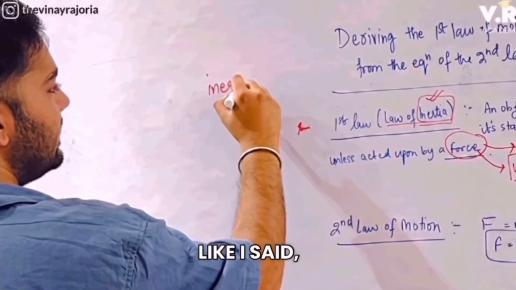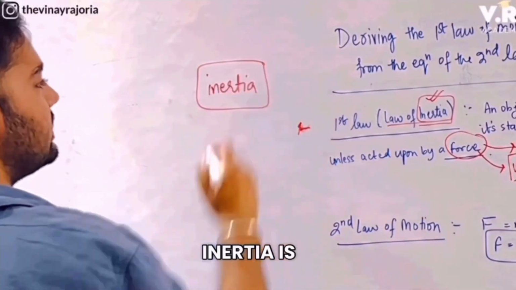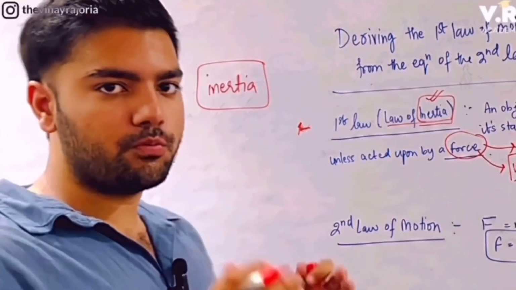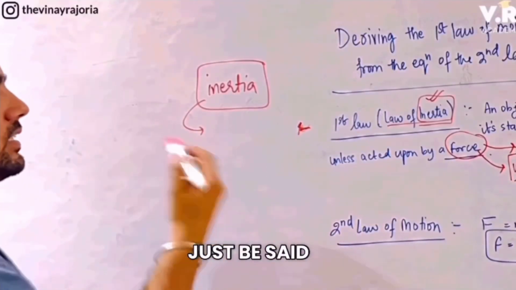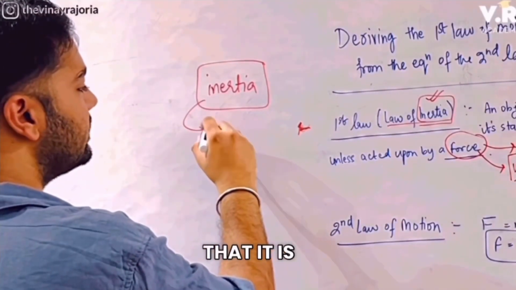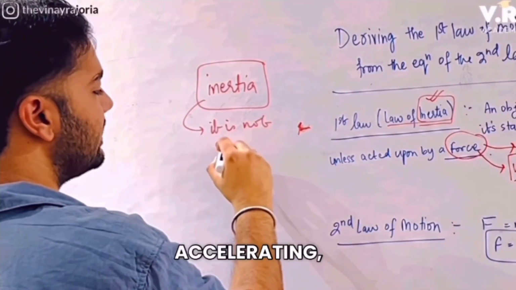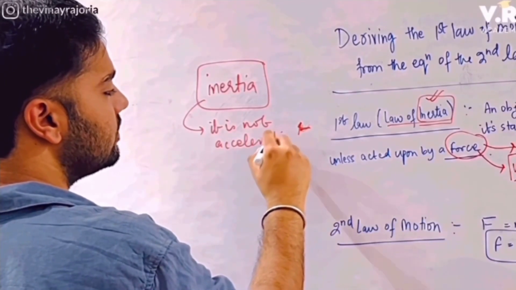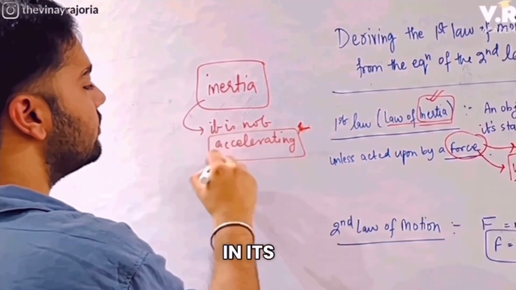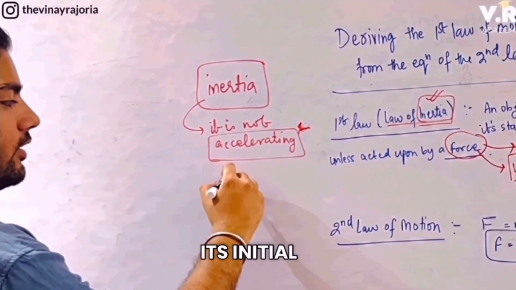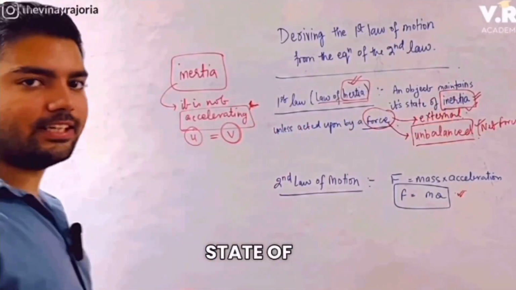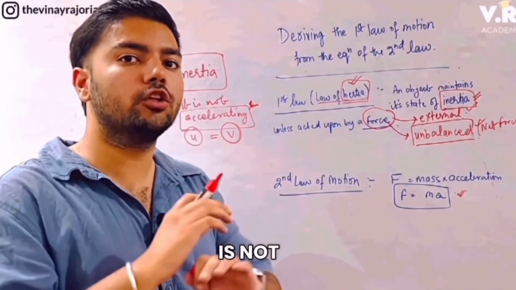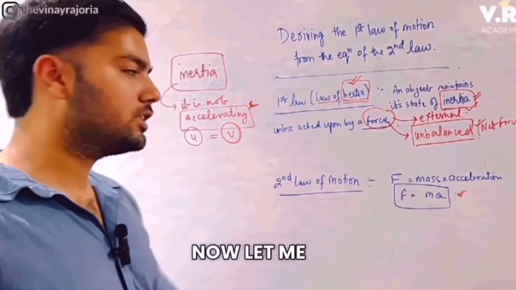So like I said, inertia is the tendency of the object not to change its state of motion. This can be said in another way: it is not accelerating, which means there is no change in its velocity. Its initial velocity is equal to its final velocity. So in the state of inertia, the object is not accelerating at all. Now let me explain it further.